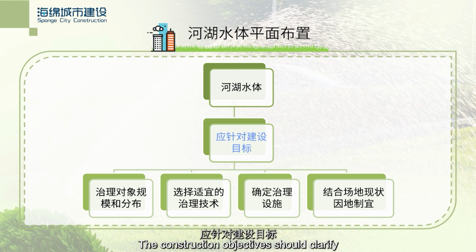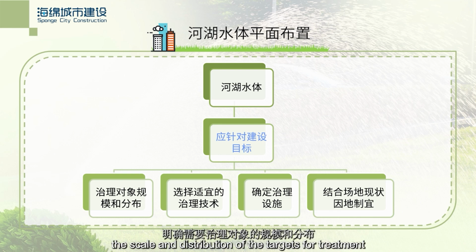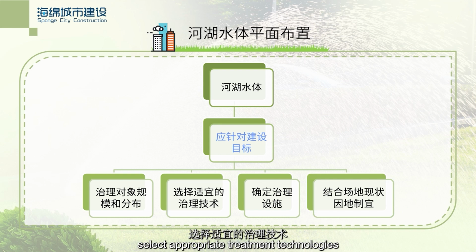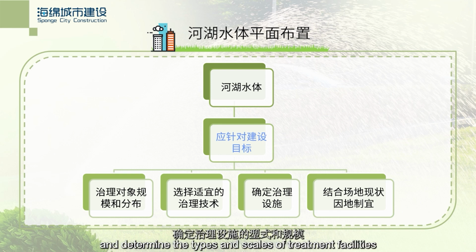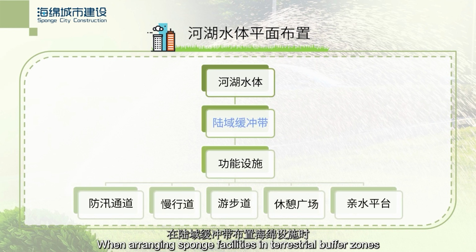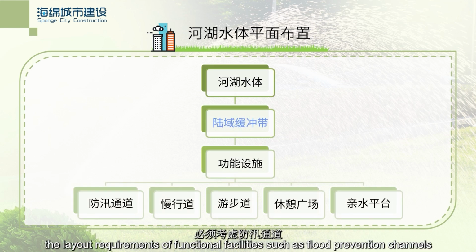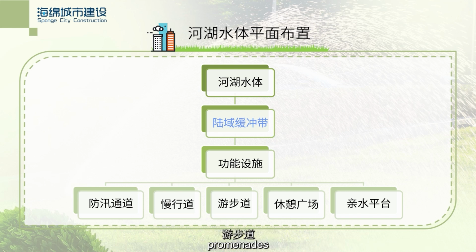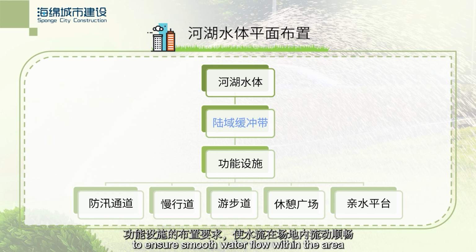The construction objectives should clarify the scale and distribution of the targets for treatment, select appropriate treatment technologies, and determine the types and scales of treatment facilities. The layout should be tailored to the site's current conditions. When arranging sponge facilities in terrestrial buffer zones, the layout requirements of functional facilities such as flood prevention channels, pedestrian paths, promenades, recreational squares, and waterfront platforms must be considered to ensure smooth water flow within the area.